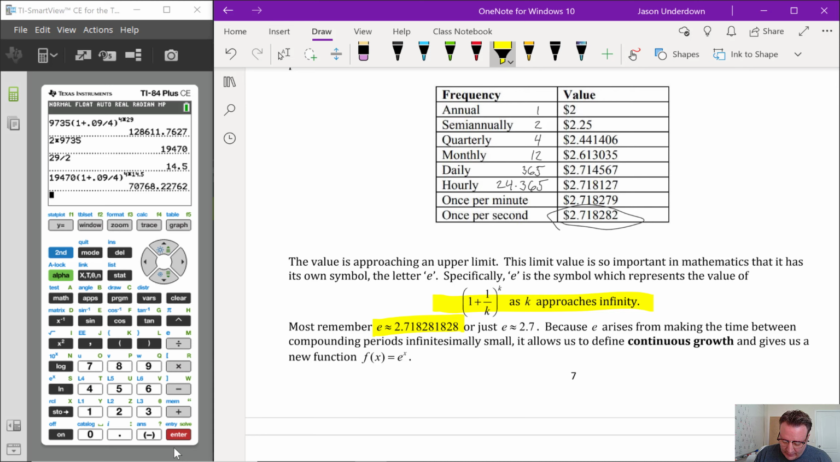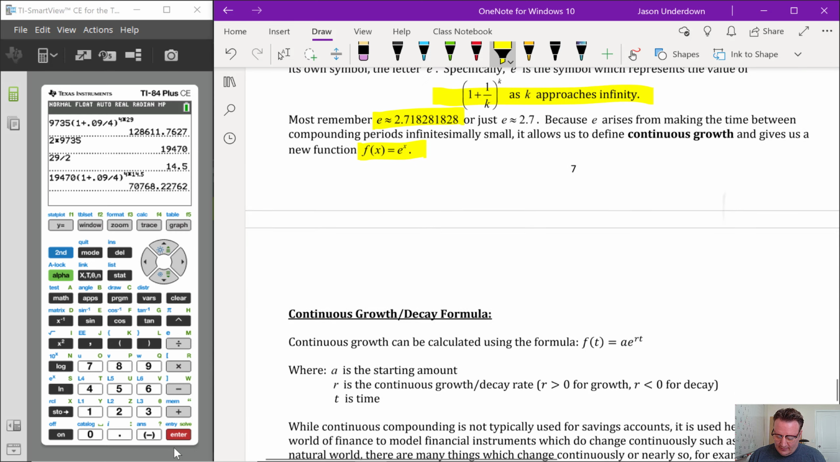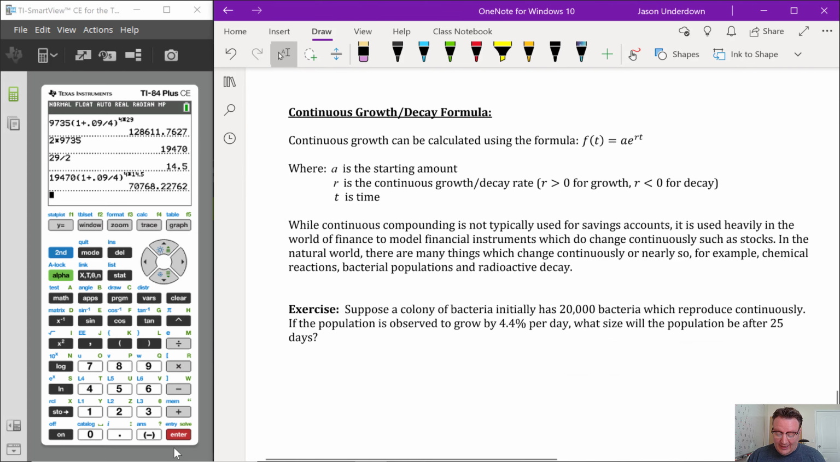It also gives us this new function, f of x equals e to the x, which is a very important function in calculus especially. But it's not an exaggeration to say that this exponential function is used throughout the sciences and engineering, economics, you name it. This comes up all the time if you go further into mathematics. The way we usually use this exponential function with this new base of e is this formula right here. If we want to model continuous growth or continuous decay, we use the function f of t equals a times e to the rt, where a is the starting amount, r is the continuous growth rate or decay rate, and t is time.